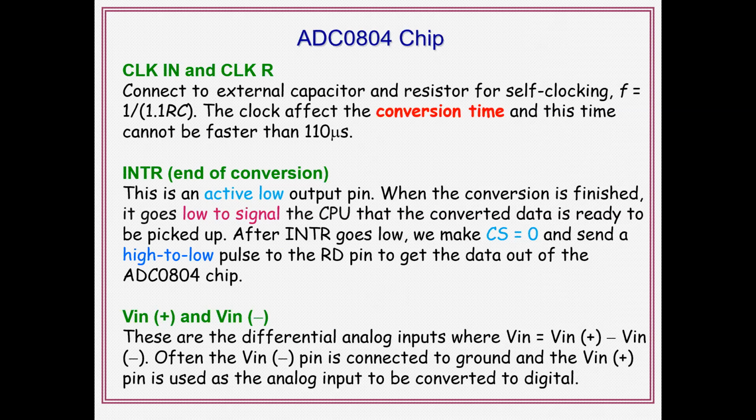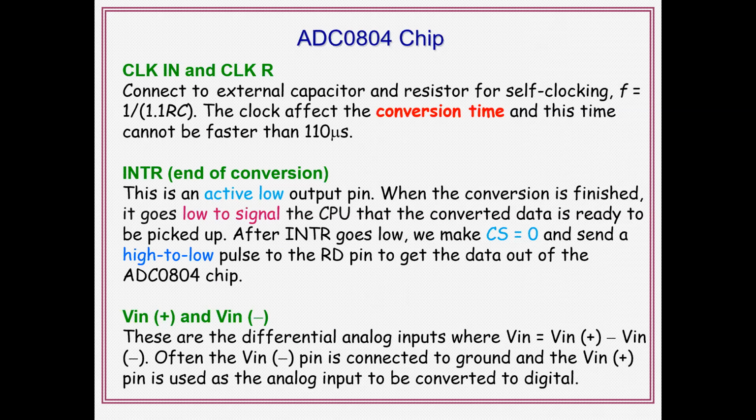Next one is INTR, known as end of conversion. This is also an active low output pin. When the conversion is finished, it goes low to signal the CPU that the conversion data is ready to be picked up. After INTR bar goes low, we make CS bar equal to 0 and send a high to low pulse to the RD bar pin to get the data out of the ADC 0804 chip.